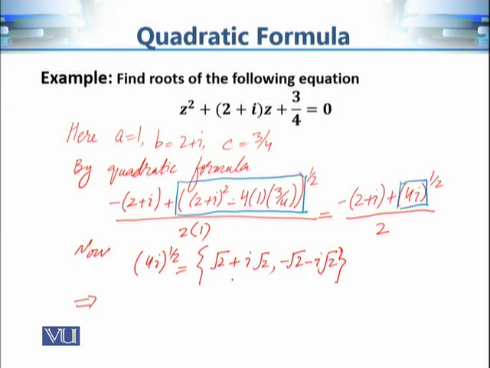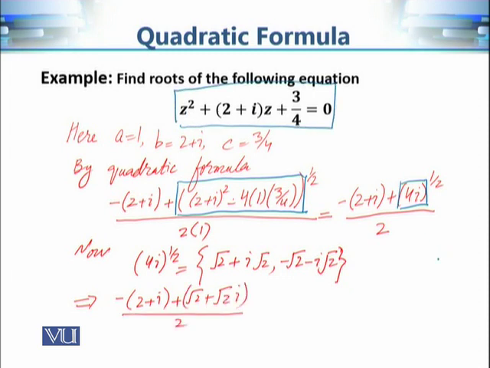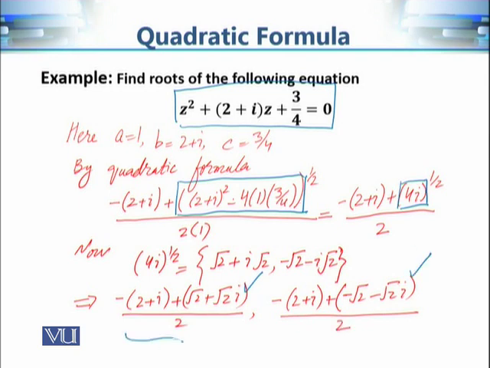Now using these two values of square root of 4 iota, we can easily calculate the roots of this quadratic equation, or we can say the solution of this equation. So we are just replacing the square roots of 4 iota in place of the square root of b square minus 4ac. So this is the first root and this is the second root. So this is the first solution and this is the second solution of this equation.